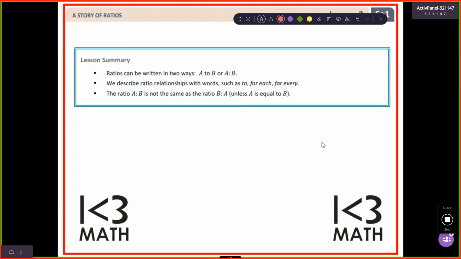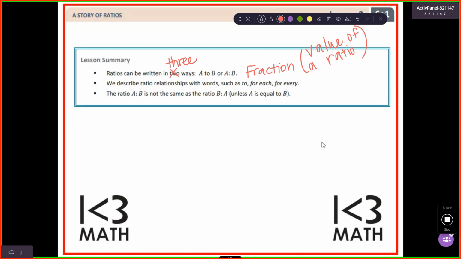Ratios can be written 2 ways. That's not true. Ratios can be written what? 3 ways. We learned with the word to, as a colon, and then as a fraction. And what did we also learn that a fraction is called? The value of a ratio. And I want to make sure before I move on that we know value of a ratio.